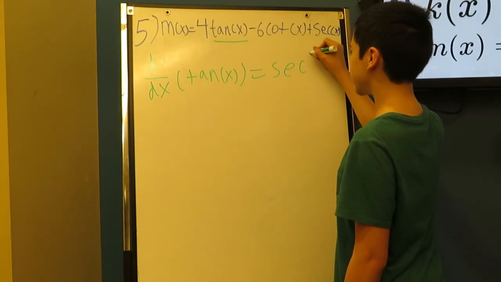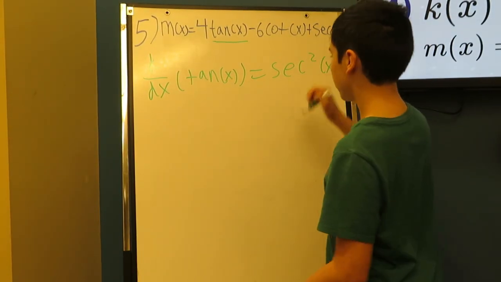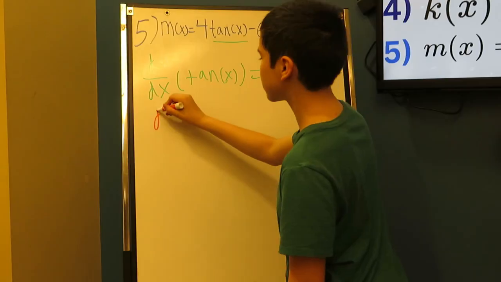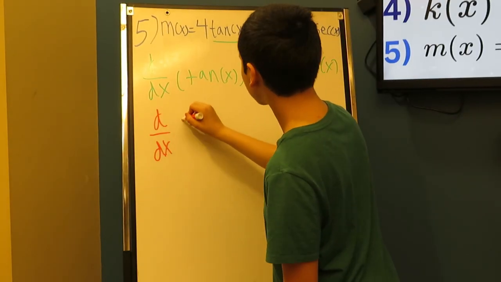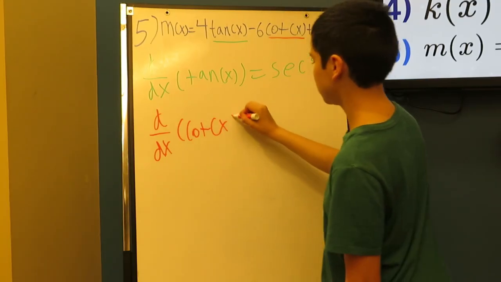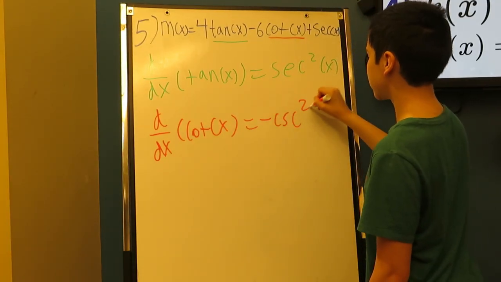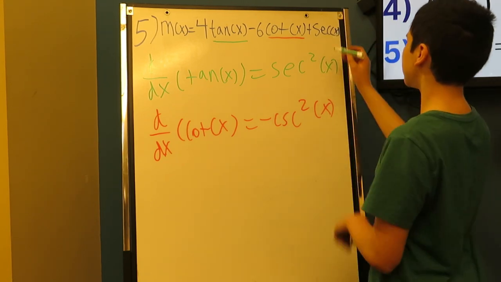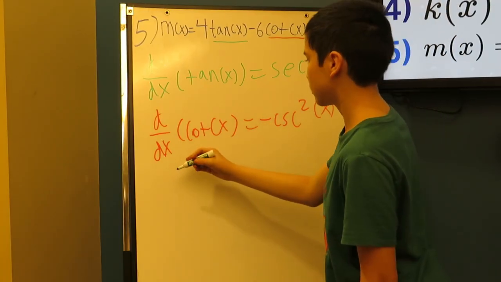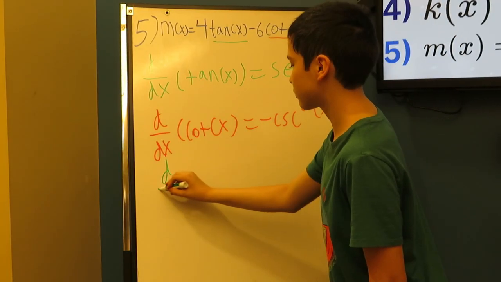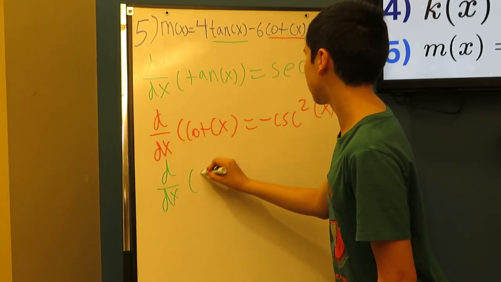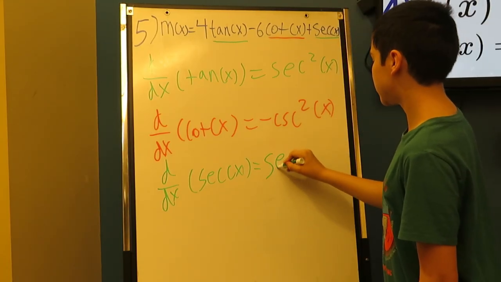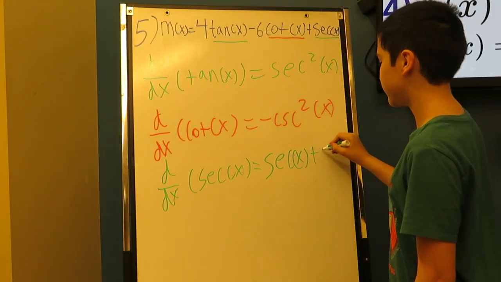So the derivative of tangent of x equals secant squared of x. Now the derivative of cotangent of x is equal to negative cosecant squared of x. Finally, the derivative of secant of x is equal to secant of x tangent of x.